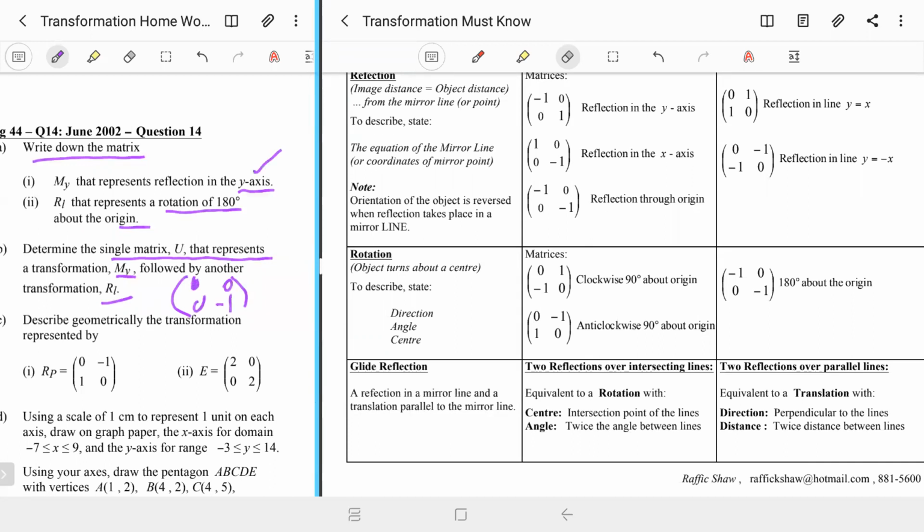Why? Because I have a y-axis reflection, I have a 180-degree rotation. So the mirror line must be at 90 degrees to the y-axis, which is the x-axis. So the answer is the x-axis reflection matrix. That's it.